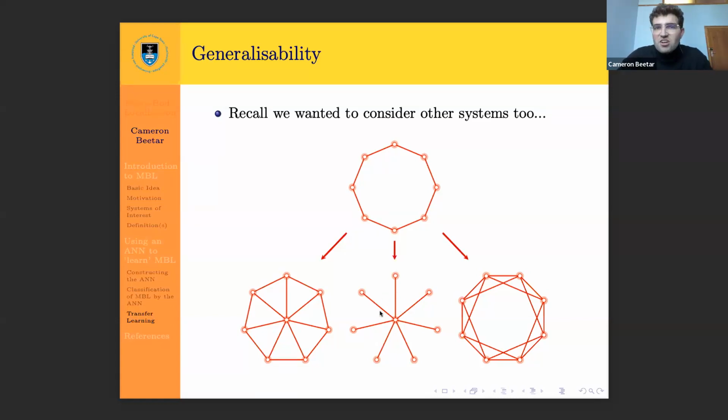The other models are quite distinct in that they have a central spin, which is connected to all the others. Here we have a central spin connected to all the others, but still with nearest neighbor connections. Here we have just one central spin connected to all the others. So what does the neural network predict about these different topologies?